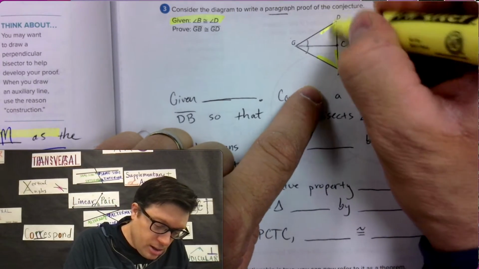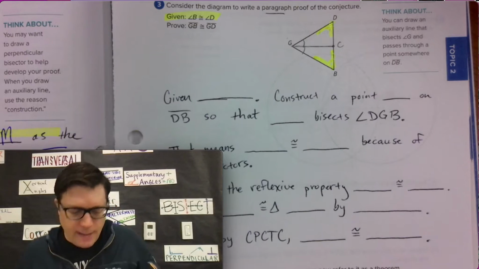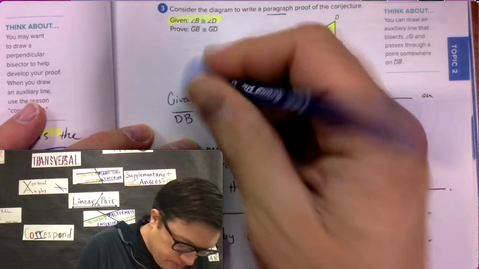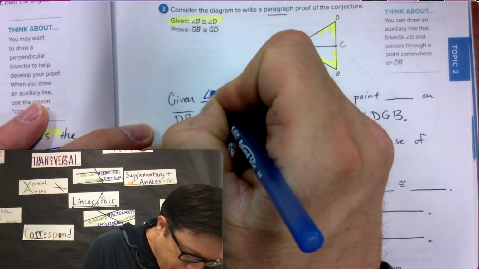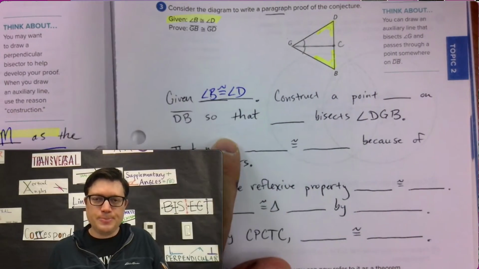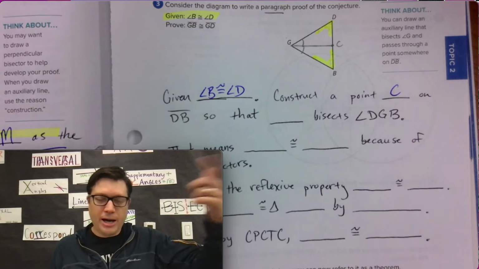Angle B and angle D are the same. Make them look like they have the same color. I'm going to write that right here, given. Angle B and angle D are congruent. It's the given.